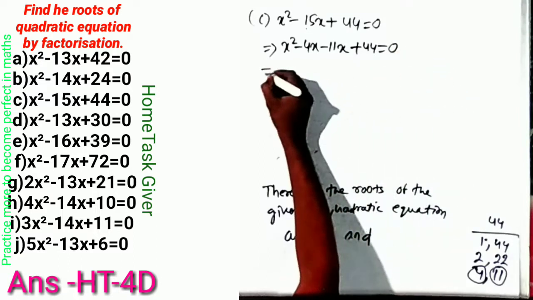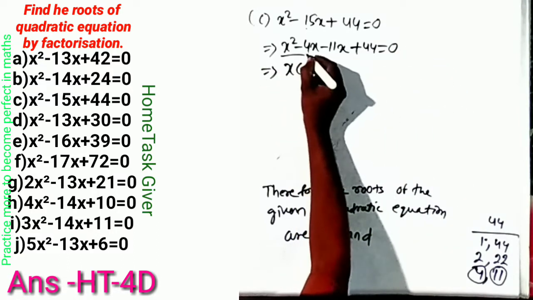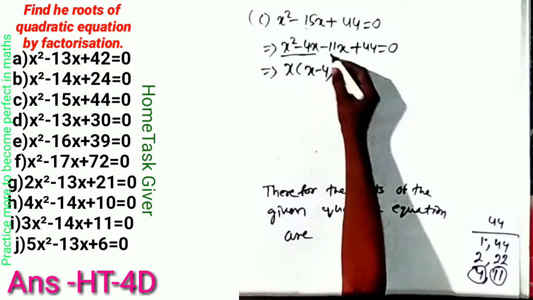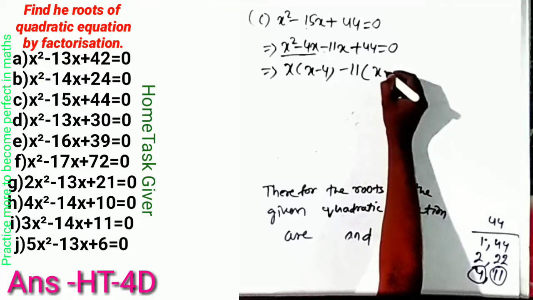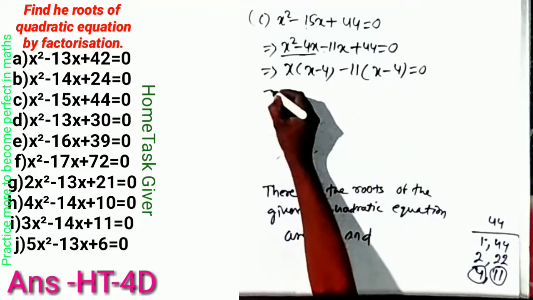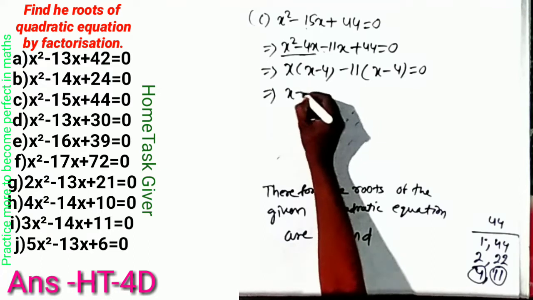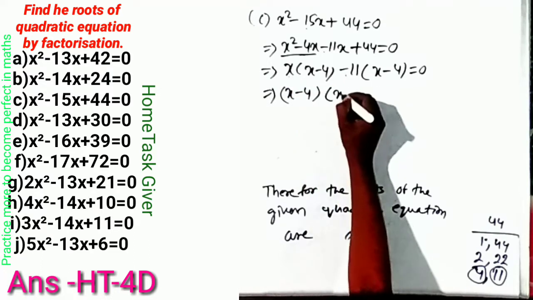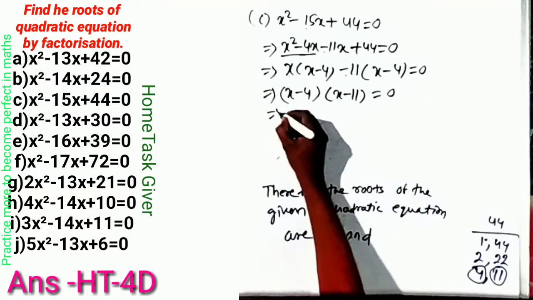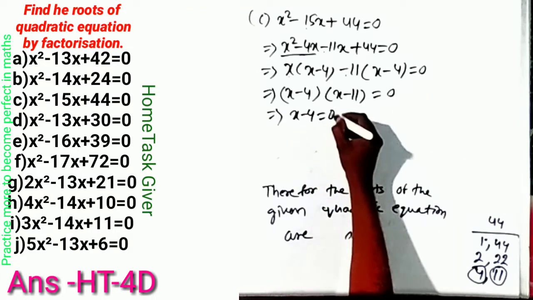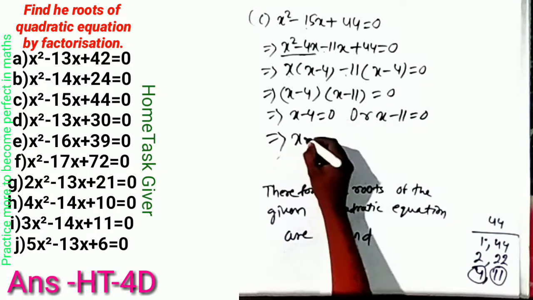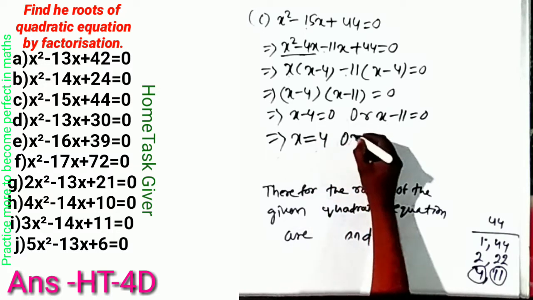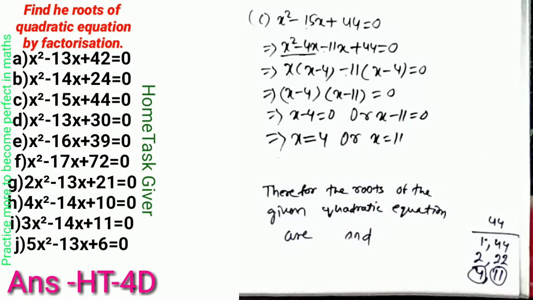Write it down. Then here x is common in these two terms, so we get x minus 4. Take minus 11 as common in these two terms, so taking minus 11 common we get x minus 4 equal to 0. Here x minus 4 is common; taking x minus 4 common we get x minus 11 equal to 0. Imply that x minus 4 equal to 0 or x minus 11 equal to 0. Imply that x equal to 4 or x equal to 11. So the roots of the given quadratic equation are 4 and 11.